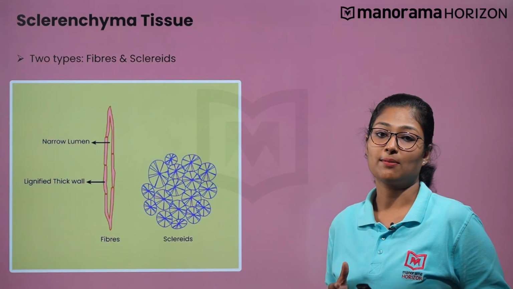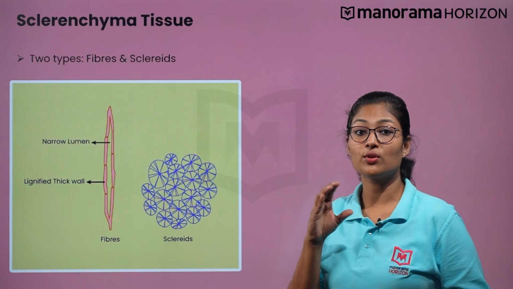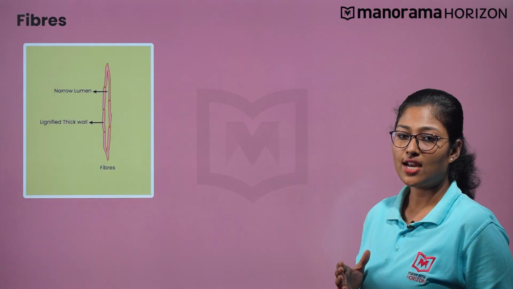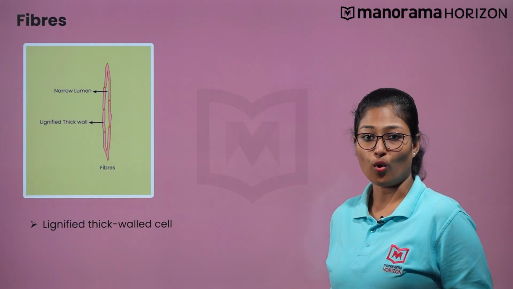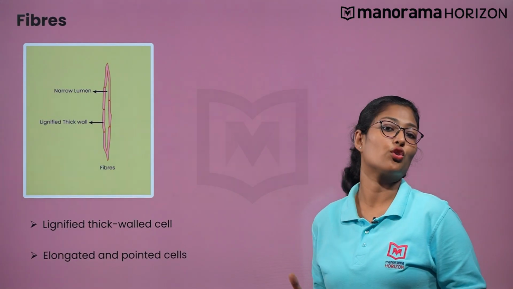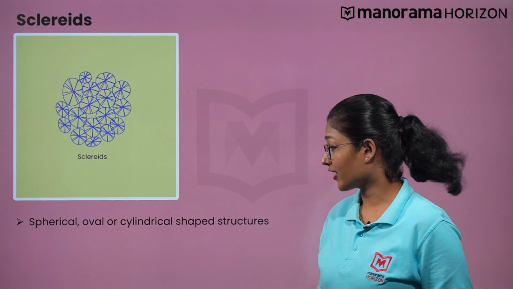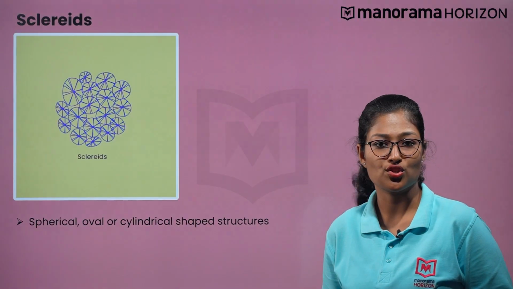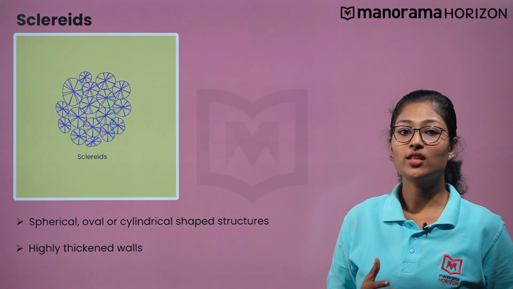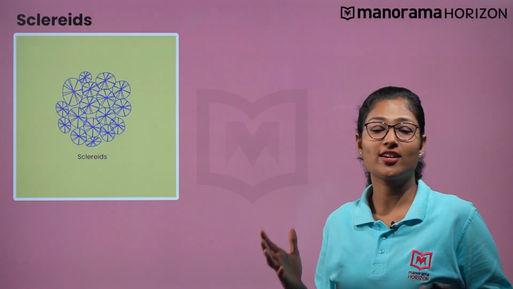Sclerenchyma is of two types, named fibers and sclereids. So, now you can point out the features of the fibers first. Fibers are lignified, thick-walled, elongated and pointed cells generally occurring in groups in various parts of the plant. Sclereids are spherical, oval or cylindrical structures. They have highly thickened cell walls with very narrow cavities.